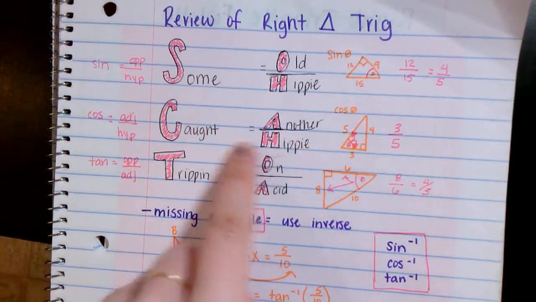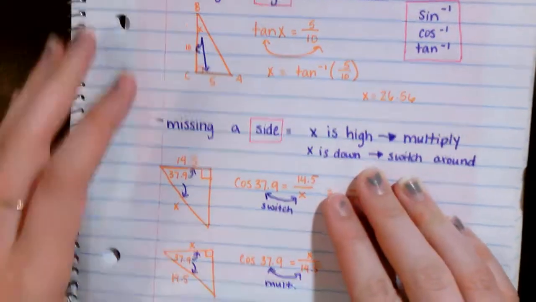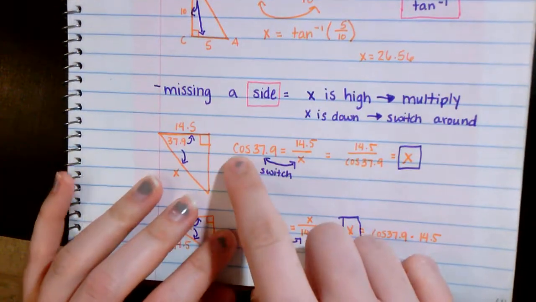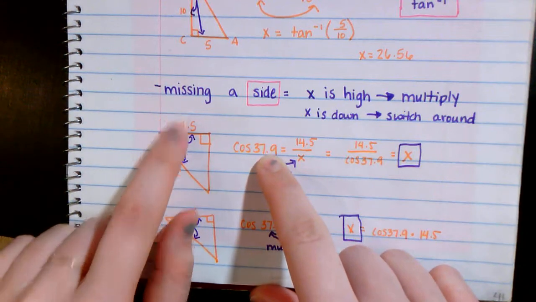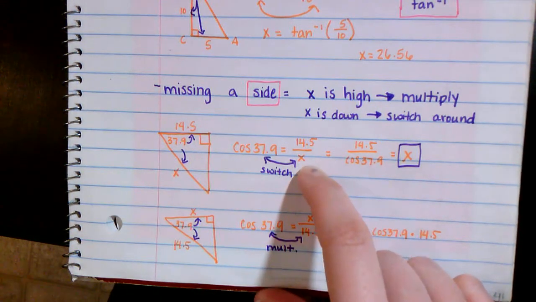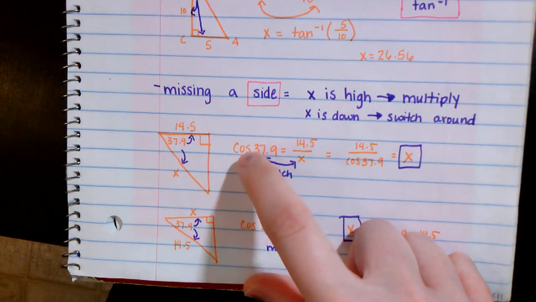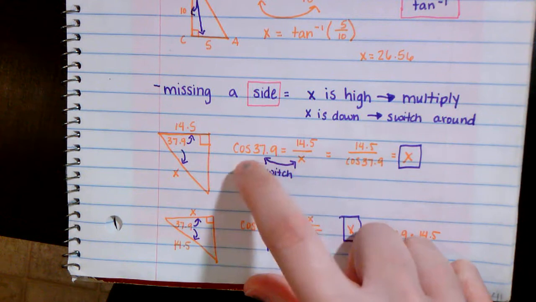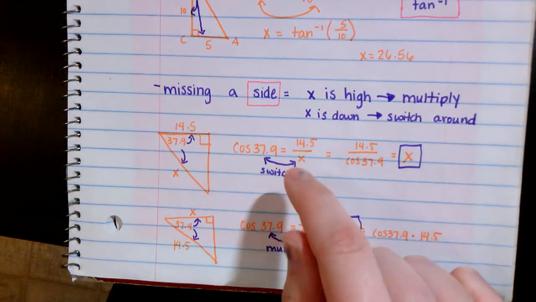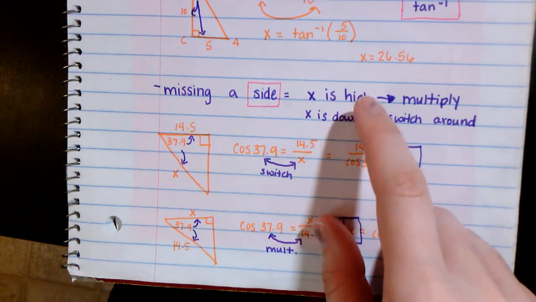A and H is cosine, so I have to do adjacent over hypotenuse. That's why I chose cosine of my angle, because the 2 sides I'm working with are adjacent and hypotenuse. Make sure you put them in the order they go. Cosine is CAH, adjacent over hypotenuse. The rule that we remember for any time you're missing a side is that wherever your x is, you're either going to have to multiply or divide.